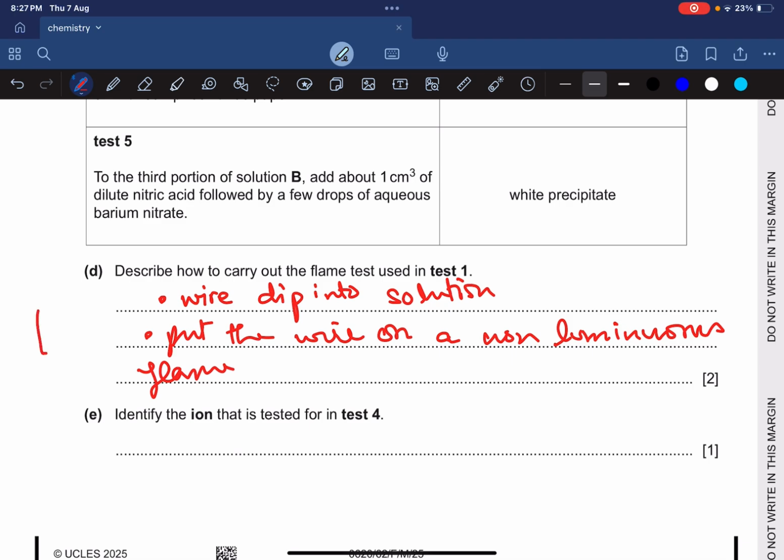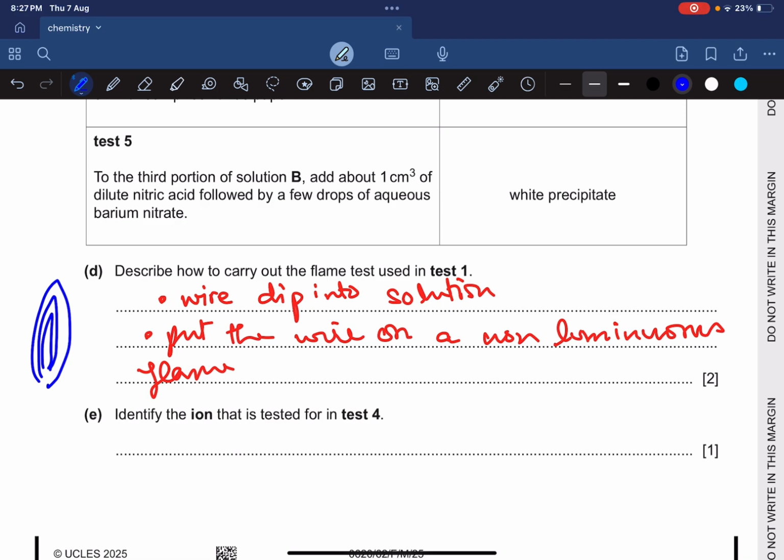So non-luminous flame is basically your blue flame that you get by adding oxygen, by opening the hole in the Bunsen burner so that you can get oxygen. So non-luminous flame is basically a blue flame, something like this, and it is a very intensely heated flame. A yellow flame is a lighter flame.